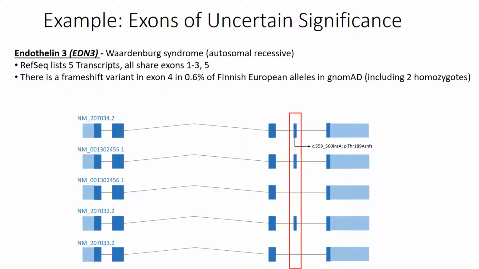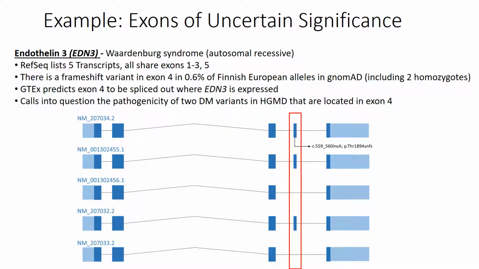When you look in gnomAD, there is a frameshift variant that is present in 0.6% of Finnish European alleles in gnomAD, including 2 homozygotes. Additionally, when you look at this exon in GTEx, it is predicted to be spliced out in tissues where endothelin 3 is expressed. Therefore, we classified exon 4 as an exon of uncertain significance. This calls into question the pathogenicity of the 2 DM variants from HGMD that are located in this exon and points out that they need further curation.